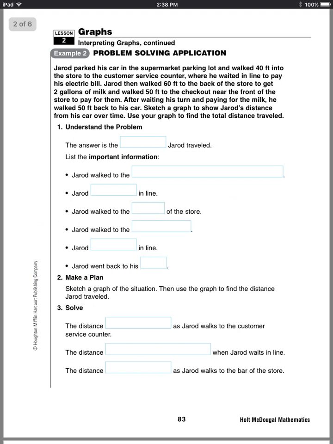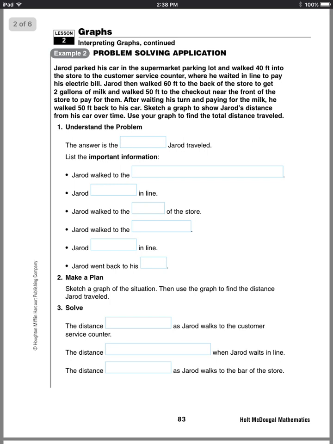Jared parked his car in the supermarket parking lot and walked 40 feet into the store to the customer service counter, where he waited in line to pay his electric bill. Jared then walked 60 feet to the back of the store to get 2 gallons of milk and walked 50 feet to the checkout near the front of the store to pay for them. After waiting his turn and paying for the milk, he walked 50 feet back to his car. Sketch a graph to show Jared's distance from his car over time. Use your graph to find the total distance traveled.